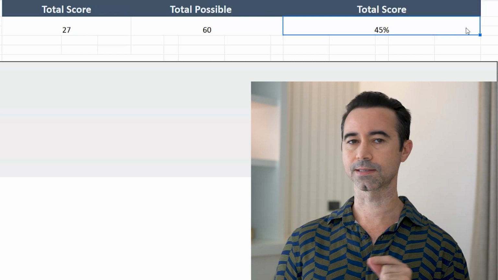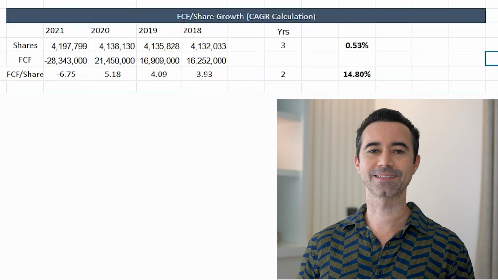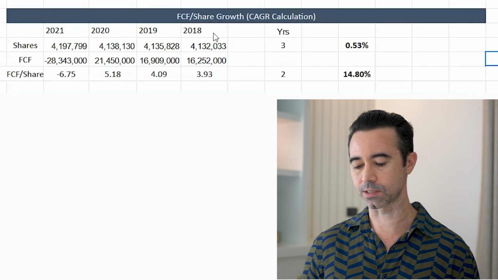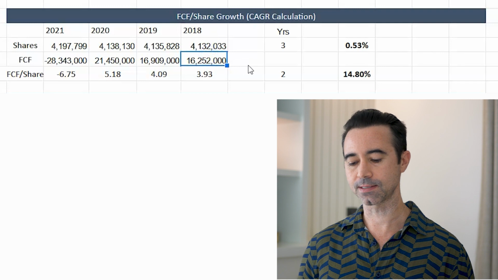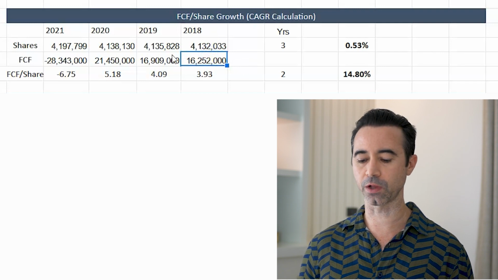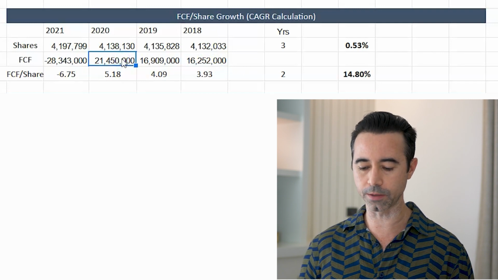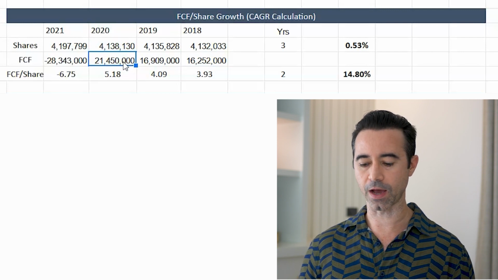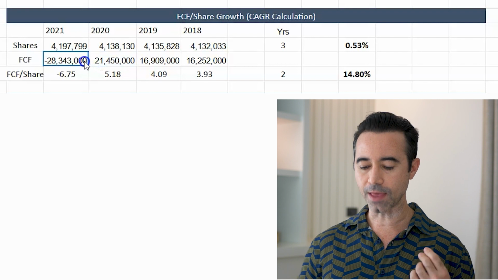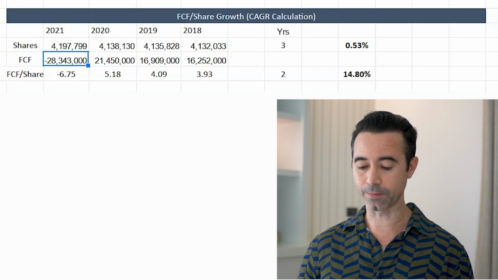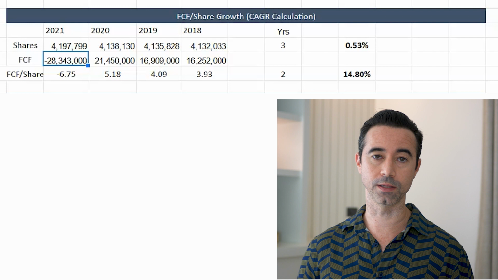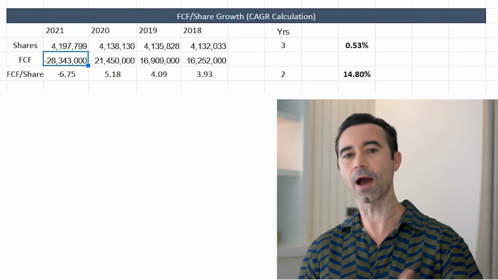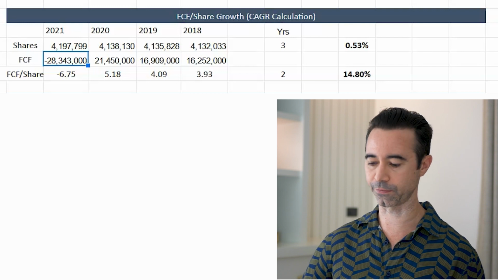Let's go finally to the discounted cash flow. So I've alluded throughout this video to cash flow, how we're going to have to make some adjustments on this one. So let's go back. 2018, 16.2 billion in free cash flow, growing in 2020 to 21.450 billion. But then we had the negative 28.3 billion in 2021, and you might be thinking to yourself, that's awful. Let's define what that is so we can make an adjustment for this.